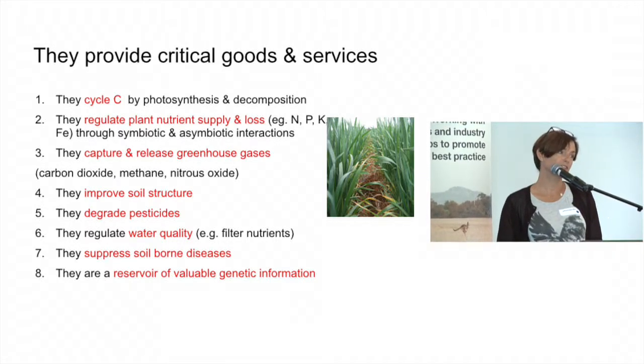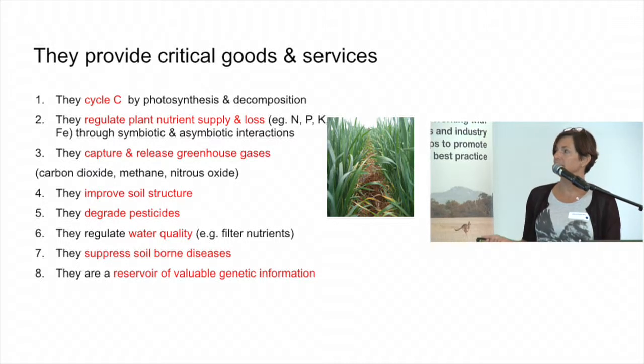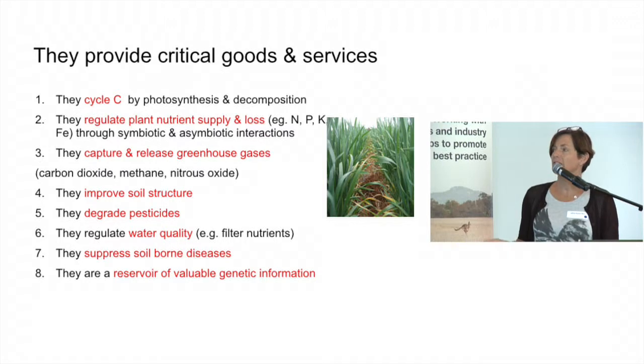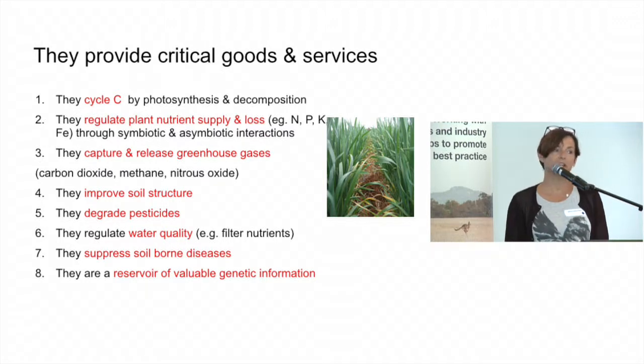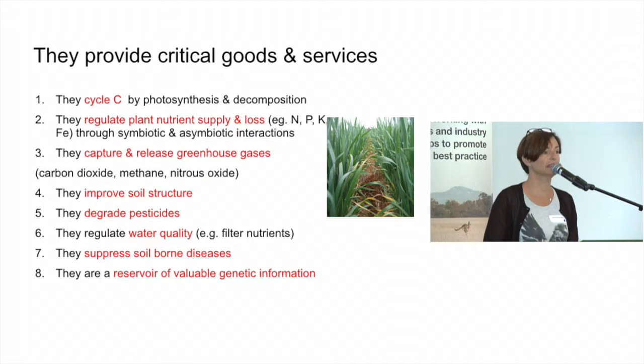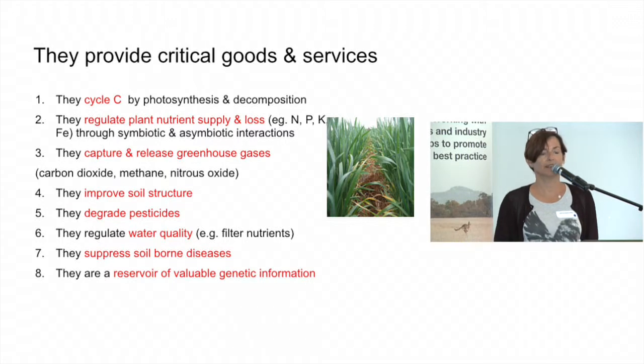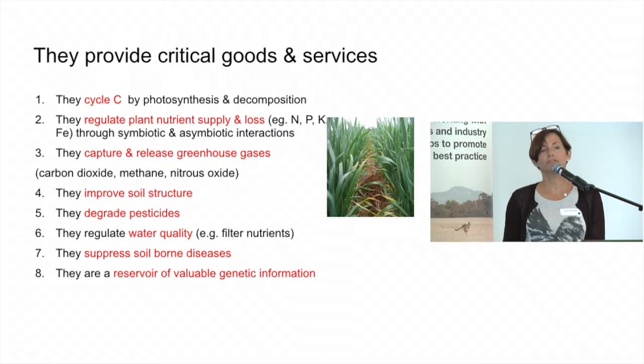They regulate plant nutrient supply. There's lots of things they convert: nitrogen, phosphorus, potassium. They sequester iron through a whole range of different interactions. Part of that means they capture and release greenhouse gases. They produce and use methane. They produce nitrous oxide and carbon dioxide. They improve soil structure. They produce gummy substances, and just by virtue of their hyphal networks, they actually improve the aggregate stability.